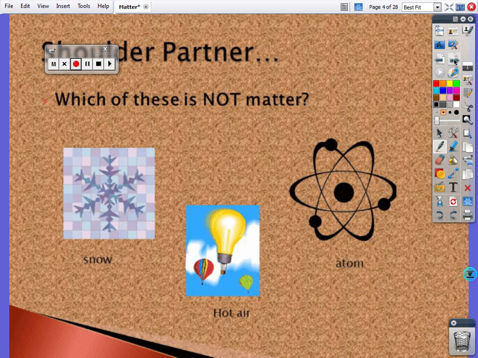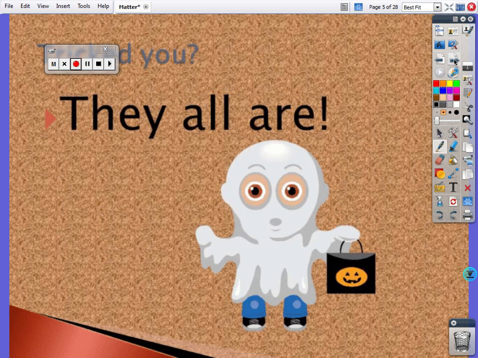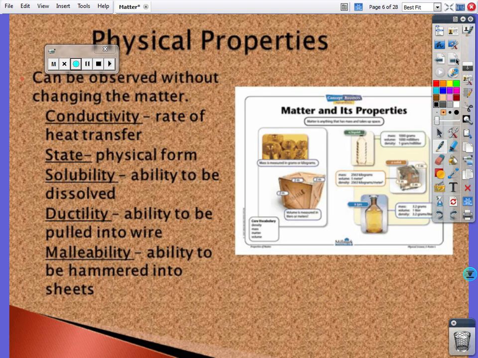Okay, so it says, which of these does not matter? So really think about it. Is it a snowflake, hot air, or an atom? Which one do you think is not matter based on the definition of matter? You can pause it and think about it as long as you want to. The answer is they all are. Up here you can't see it, but it says tricked you. Every one of them are matter. They all have mass and take up space.